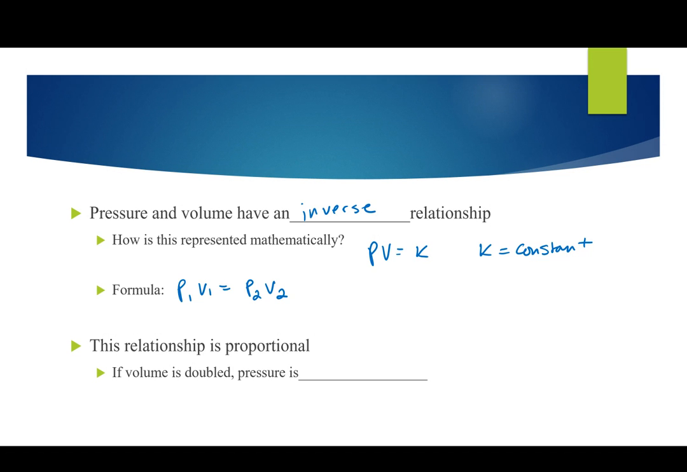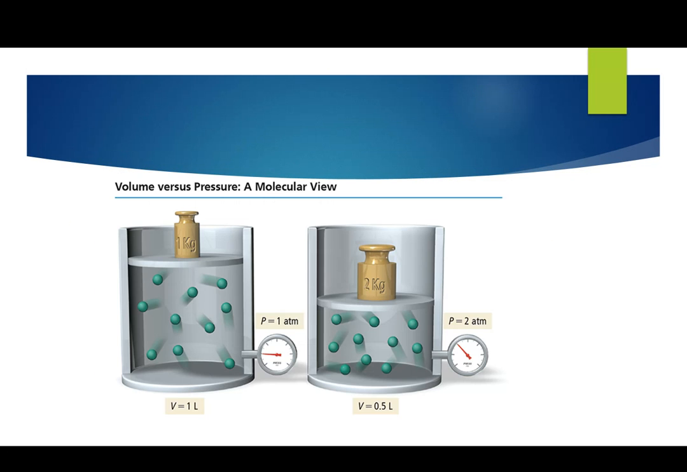This relationship is proportional, so if the volume is doubled, the pressure is cut exactly in half. Just like the example I just did verbally, where if the pressure was 4, the volume is 2, that gives me my constant 8. If I double the pressure to 8, then my volume is cut in half to 1. This is what's happening in this picture here. My initial volume is 1 liter, my initial pressure is 1 atmosphere. If I then cut the volume in half, the pressure is going to double.